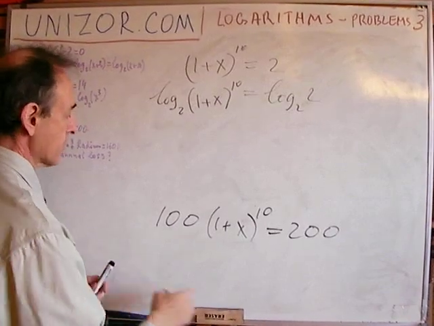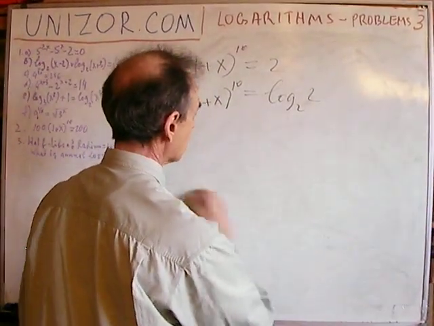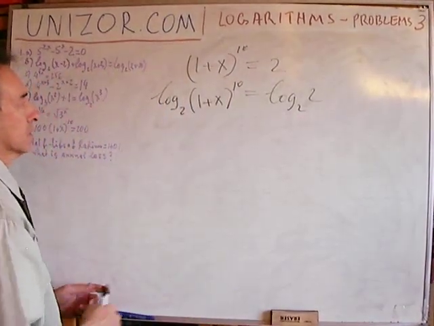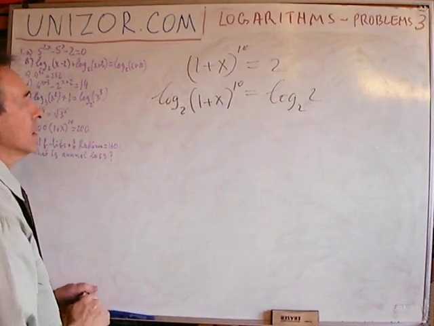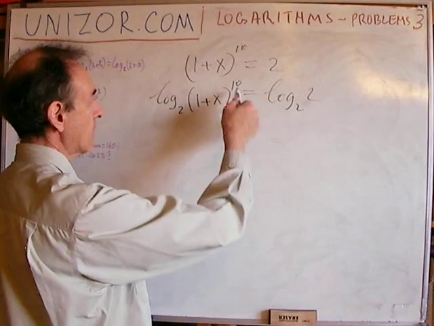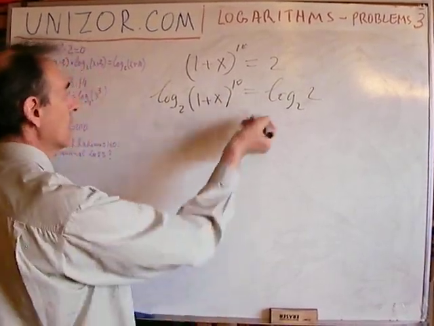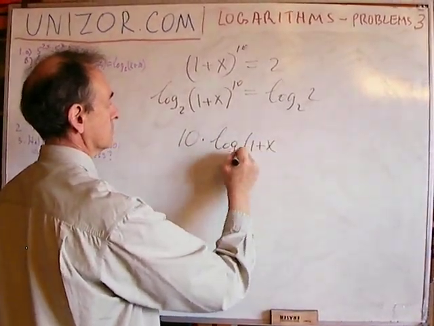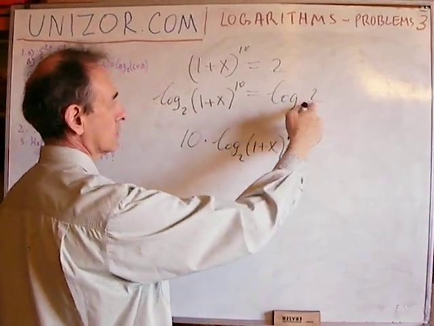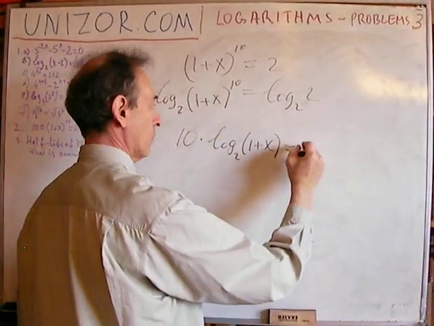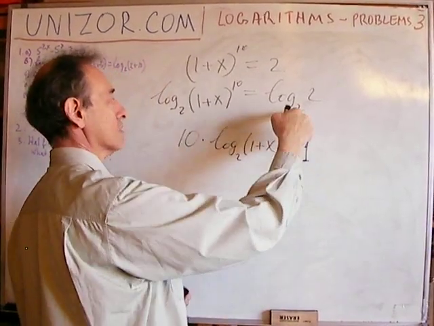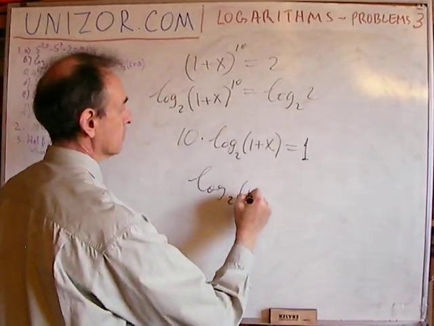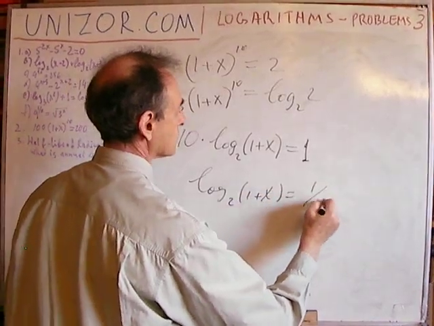Okay, so we took the logarithm from both sides. If my arguments are equal, their logarithms, base 2, should also be equal to each other, right? If arguments are equal, the functions are equal. Now, I know the property of the logarithm. If you have an exponent under the logarithm, it can be extracted as a multiplier. Now, log 2 base 2 is 1, obviously, as we all know. This is the exponent I have to use for the base 2 to get 2, right? So from here we go to log 2 of 1 plus x is equal to 1 tenth.